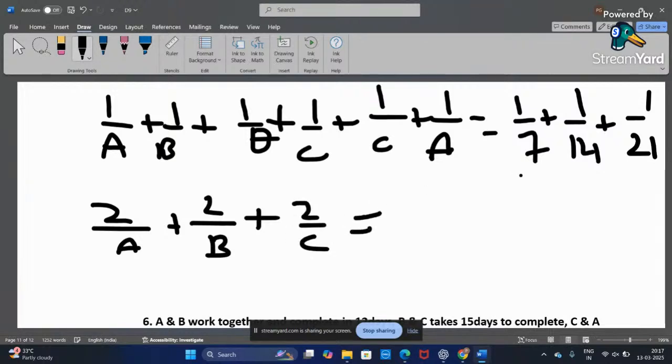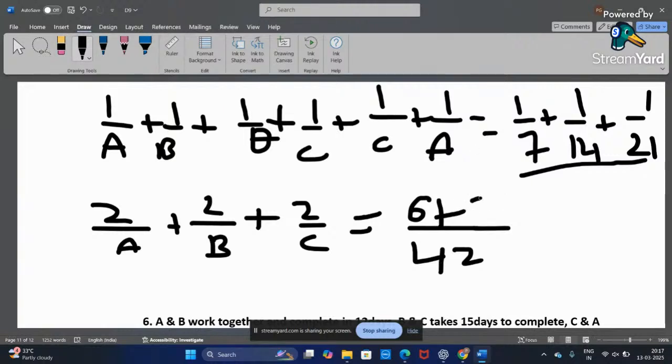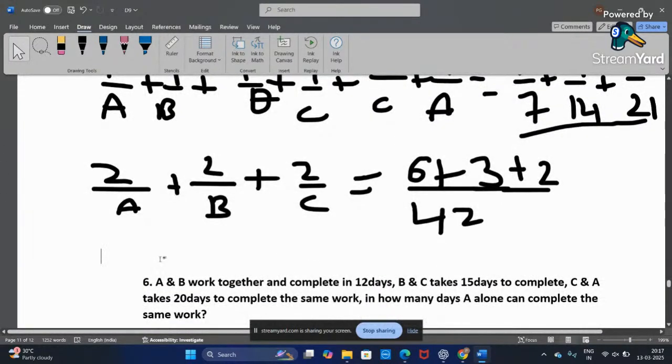So what is the LCM for 7, 14 and 21? It is 42. The LCM of this is 42. And what will be the numerator? 7 sixes are 42, plus 14 threes are 42, plus 21 twos are 42. Right? Then calculate further.